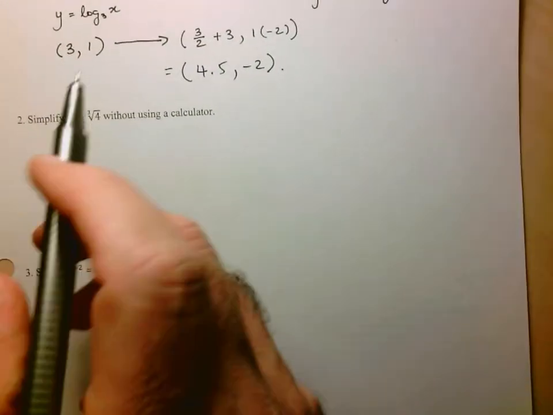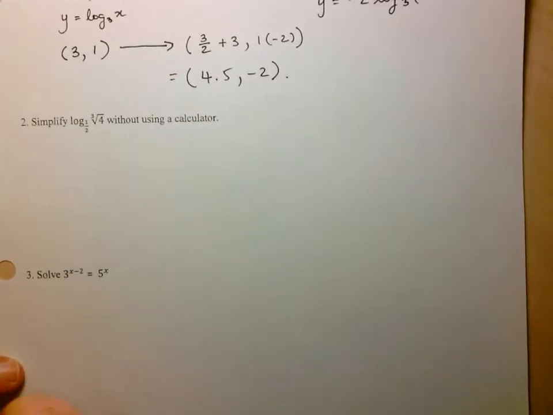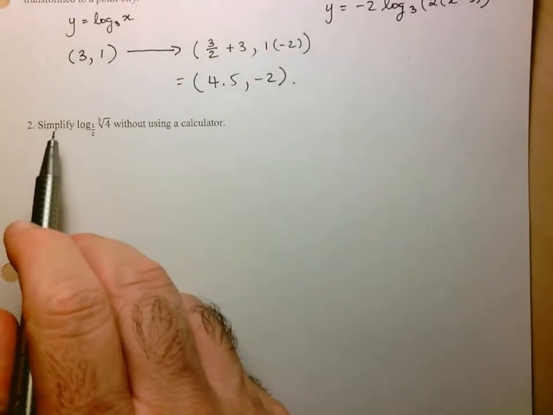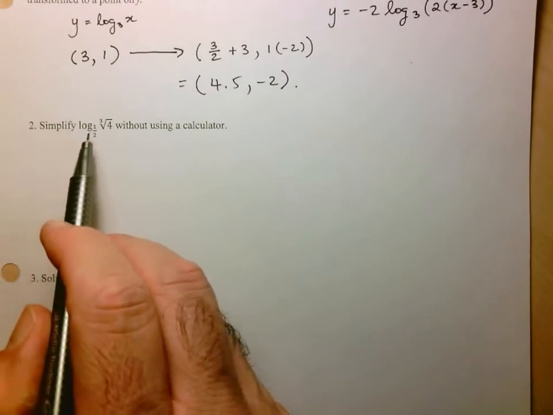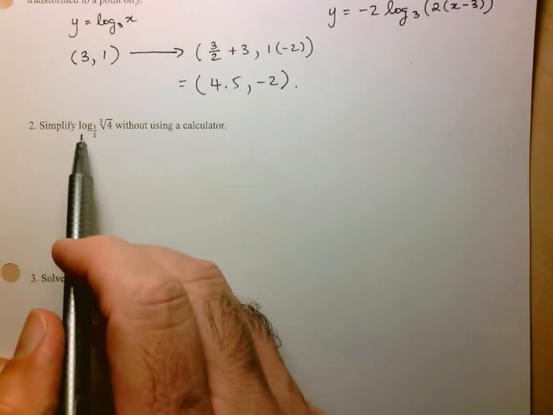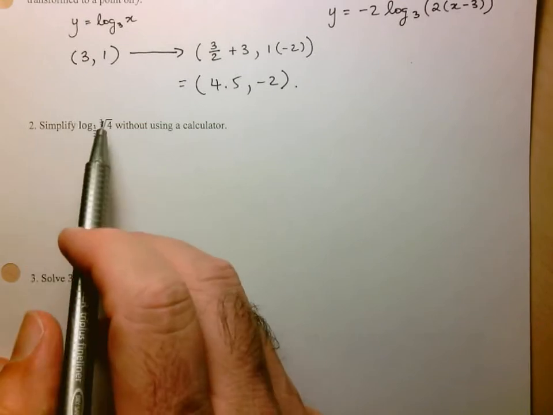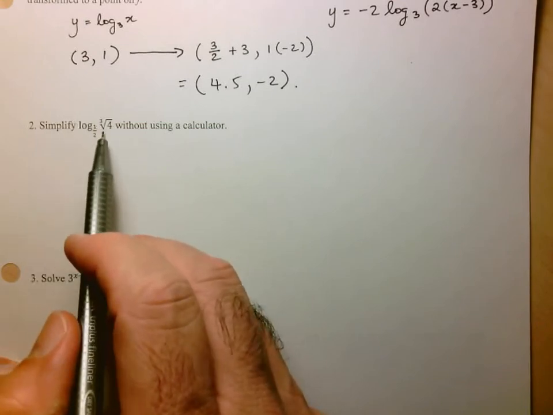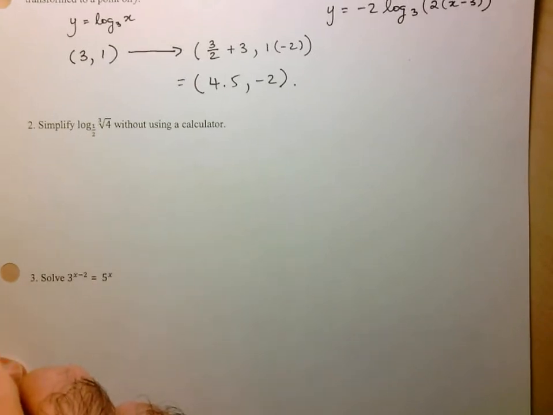Here they're asking us to evaluate this logarithm. They say simplify, but the best case scenario is if you can actually write it as simple a number as possible that's equivalent to this number. The only way to evaluate a logarithm without a calculator is to somehow write the input as having the same base as the base of the logarithm.